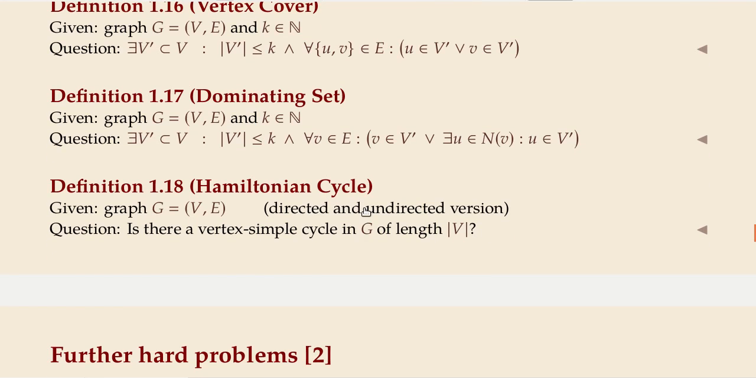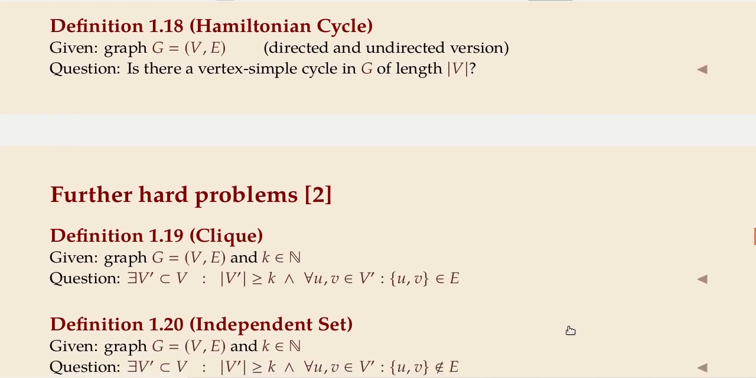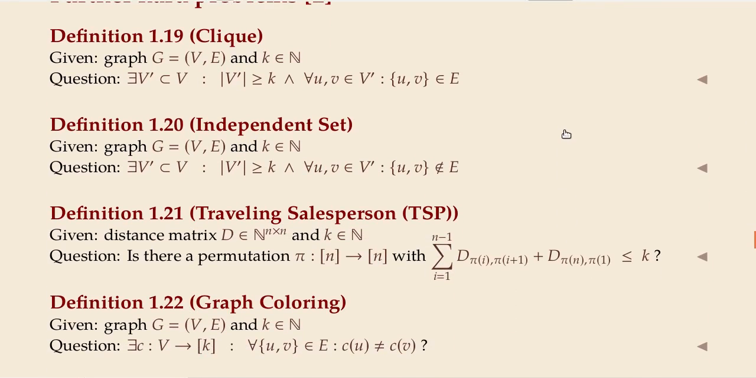Hamiltonian cycle is a bit different in that there's no such k in the input. You're just given a graph, and you ask whether there's a cycle containing all the nodes. And this is just a yes or no question, no parameter k. Then there's quite a few more.